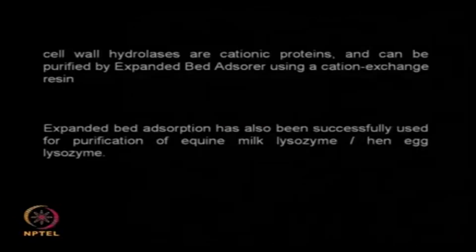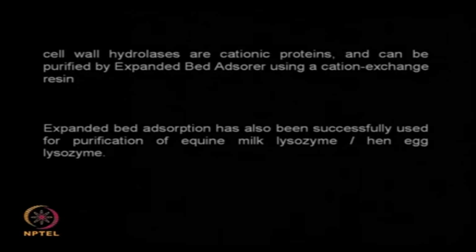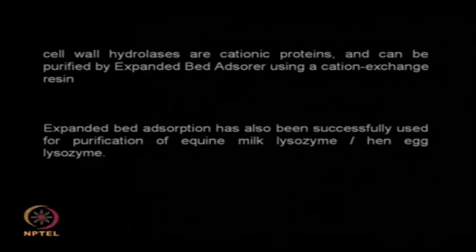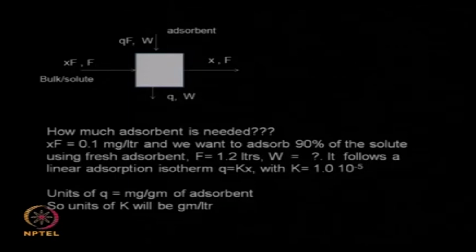It is used in many applications. After cell wall hydrolysis, you will have cationic proteins, and they can be purified using this type of expanded bed. So, here you can use a cation exchange resin for this particular operation, and it has also been used in many literature examples for purifying hen egg lysozyme, equine milk lysozyme and so on. So, this technique has been found to be very useful for purification.